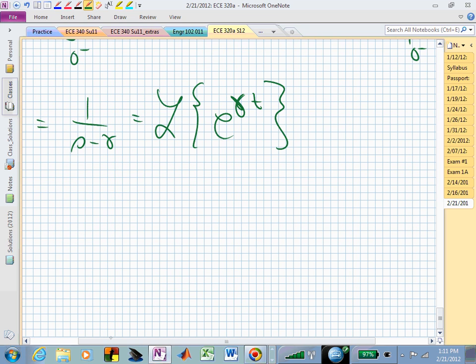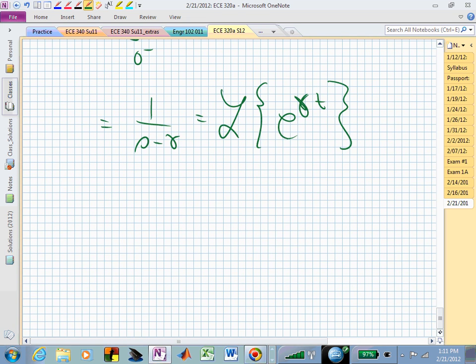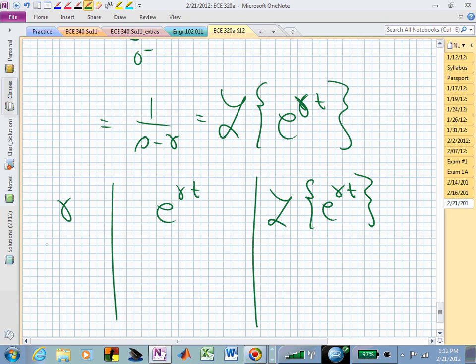Now that we have that, let's build up a table. Here's gamma. Here's e to the gamma t. And then here is the Laplace transform of that quantity. Suppose that I select my gamma to be real, where sigma is positive, so minus sigma is like an e to the minus 2t. What's e to the minus 2t look like as a waveform?